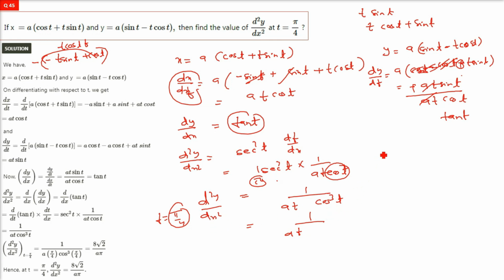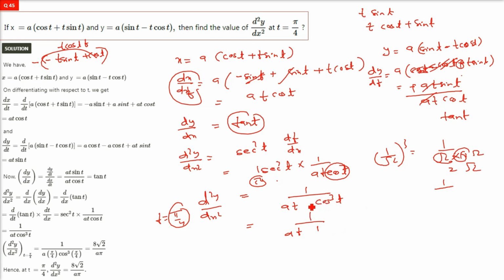Cos cube pi by 4 is what? Cos pi by 4 is 1 by root 2. Cube is 1 by root 2 into 1 by root 2 into 1 by root 2. That is root 2 becomes 2. So 1 by 2 root 2 it will be. So 1 by 2 root 2 we have 1 by a into t. T is already, a is a constant. T, as I already told you, is going to be pi by 4. And cos cube pi by 4 we have already computed as 1 by 2 root 2.